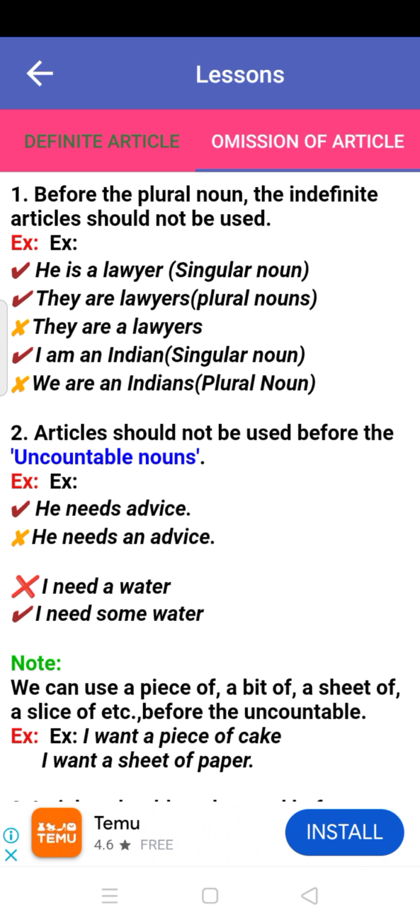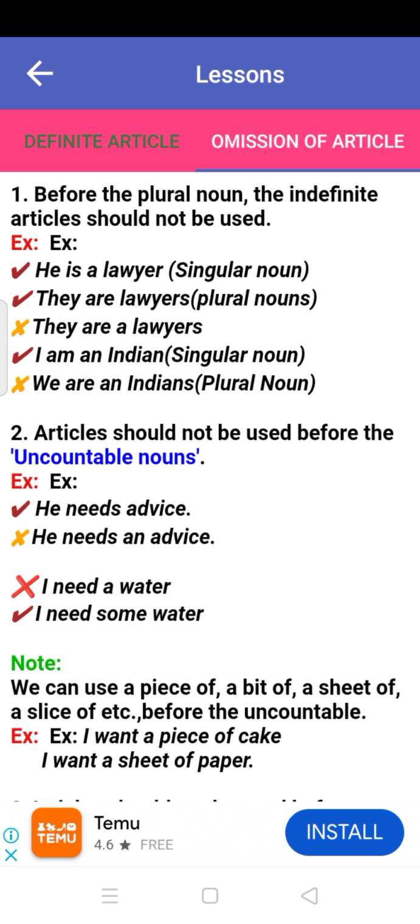The first one is, before the plural noun, the indefinite articles should not be used. Here are examples. He is a lawyer. Since lawyer is a singular noun, we use "a". If it is lawyers, we use "are" because it is a plural noun. The second example is, they are lawyers. Here lawyers is the plural noun. So we use "are" before lawyers. They are lawyers. So here we don't use "a" before lawyers. If we use that, it is grammatically wrong.